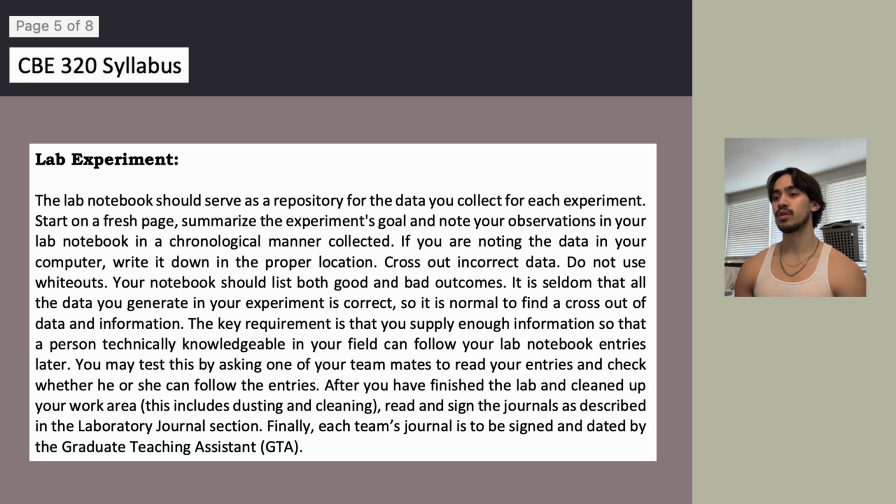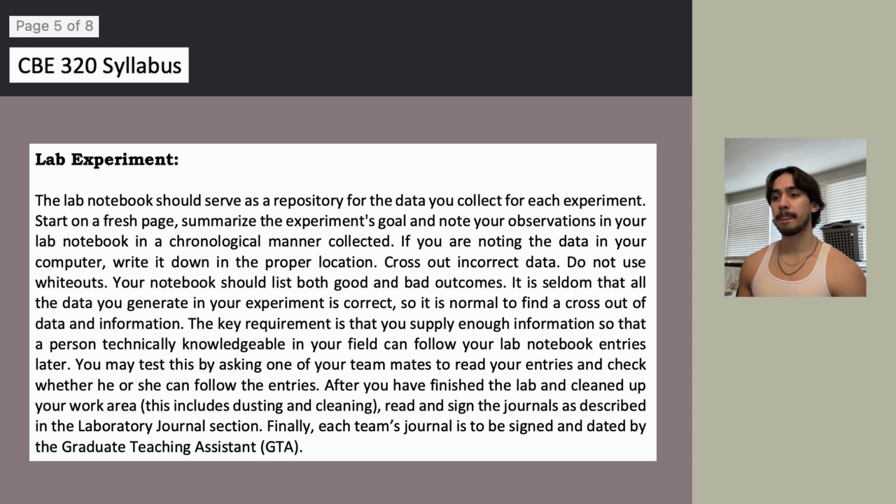Your notebook should list both correct and bad outcomes. It is seldom that all the data you generate in an experiment is correct, so it is normal to find a cross out of information and data. The key requirement is that you supply enough information so that a person technically knowledgeable in your field can follow the lab notebook entries later.